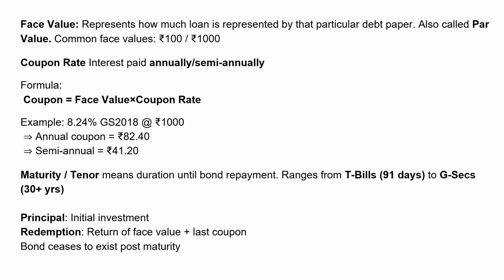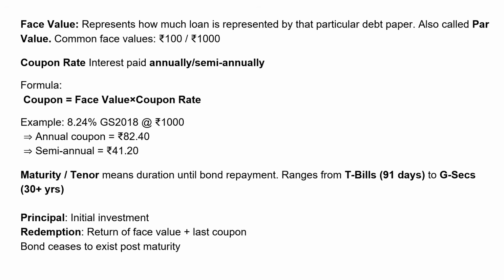Now let's understand what coupon rate is. Coupon rate basically means interest rate only. It can be paid annually or it can be paid semi-annually. So how do we find out the coupon? A coupon can be found by multiplying the face value by the coupon rate, and that will give you the coupon. The interest amount is called the coupon, and the interest rate is called the coupon rate. Okay, let's take an example, it will make it clear.